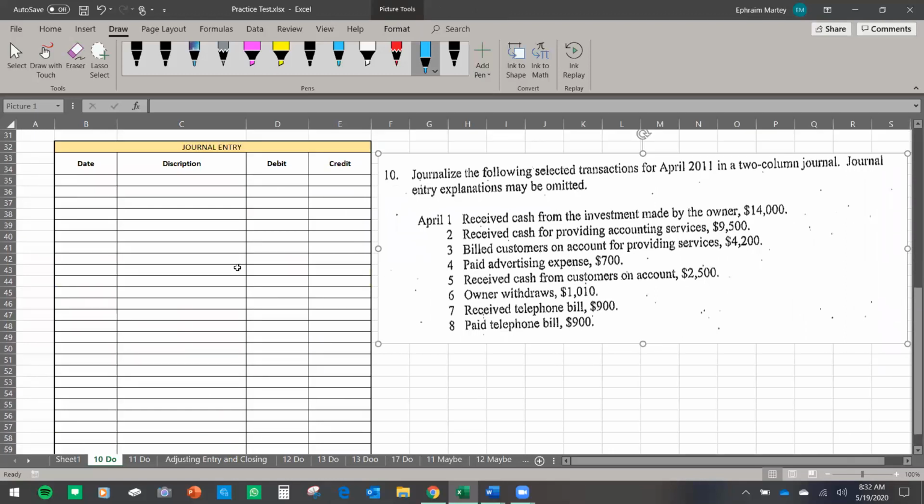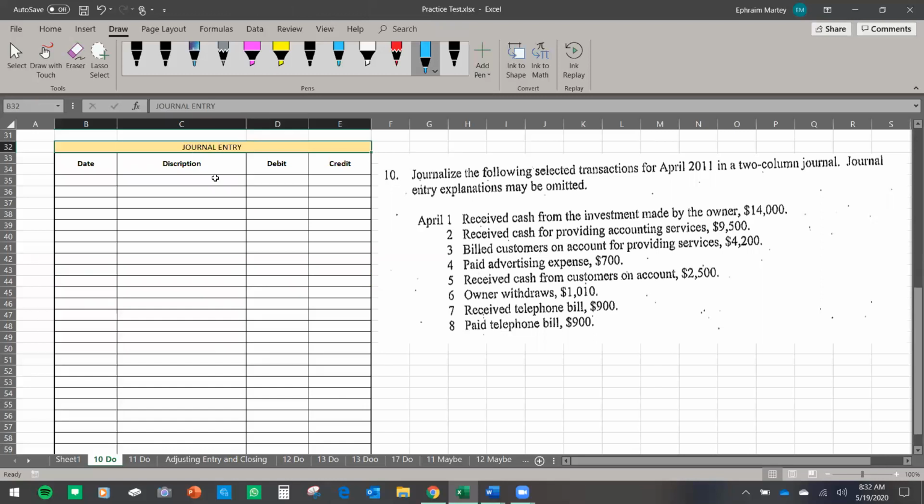So you need to do something like this. You have your journal entry, it has to have a title. This is where the date goes, the column where the date goes, the description, what it is, and also debit and credit, whether it goes to debit or it goes to credit.